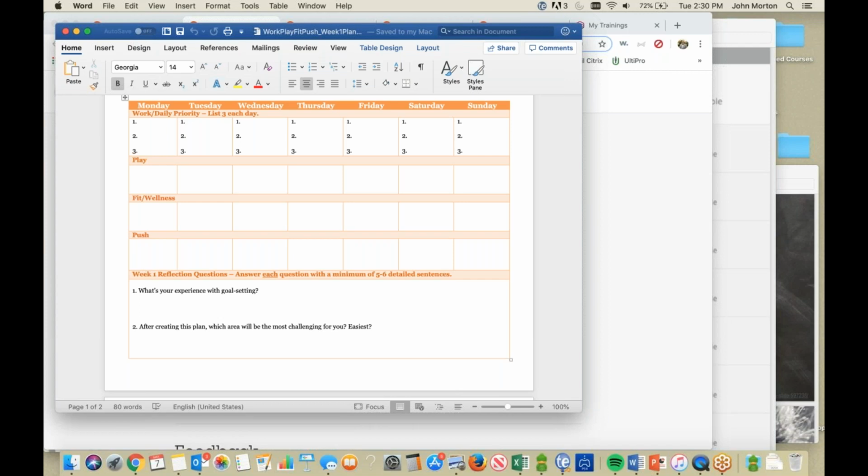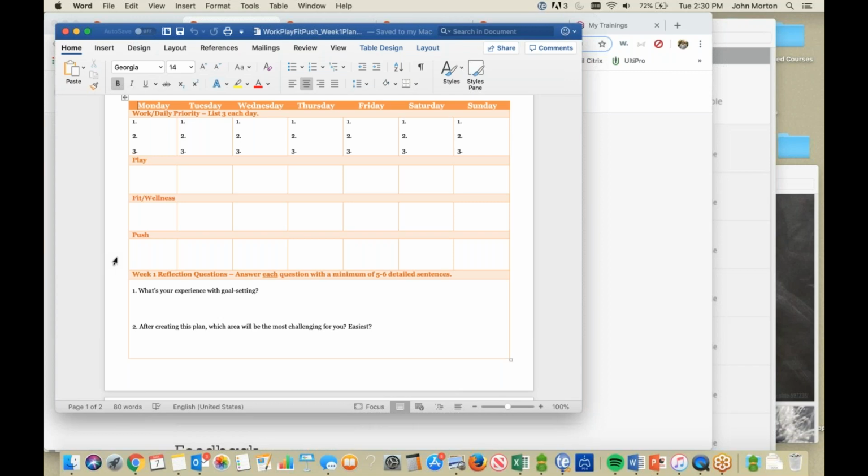So right at the bottom down here, we have our week 1 reflection questions, and it says answer each question with a minimum of 5 to 6 detailed sentences. So we're looking for paragraph type responses. Each week these questions are going to be different, so keep that in mind. There's going to be different reflection questions each week at the bottom of this template, which is probably another good reason to make sure that you're using the template, just to make sure that you're answering the questions.